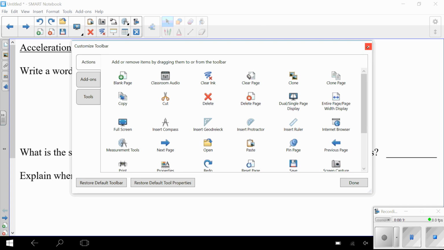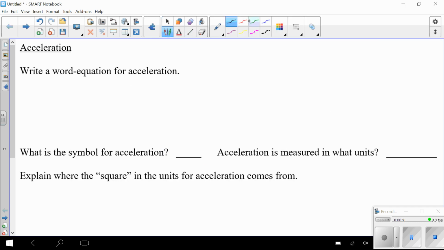Today we're talking about acceleration, and how do you know when you're accelerating? We know that we have acceleration going on when you speed up, when you slow down, or one more thing, when you turn, when you change directions, you also accelerate. All of those have to do with changing your velocity.